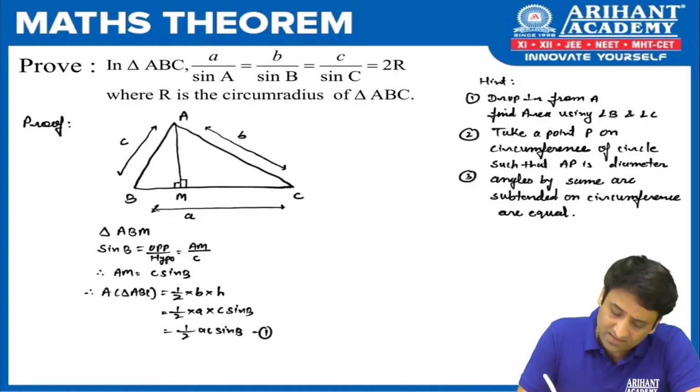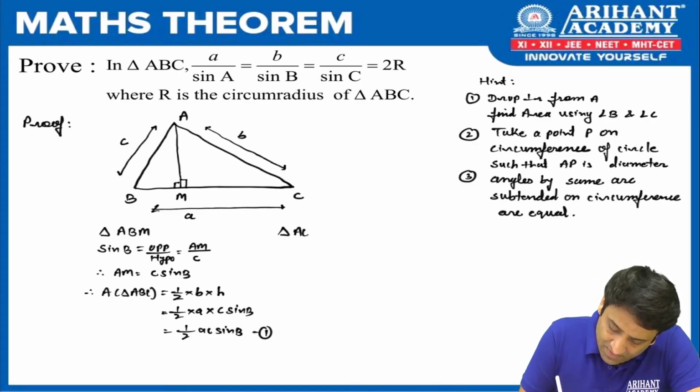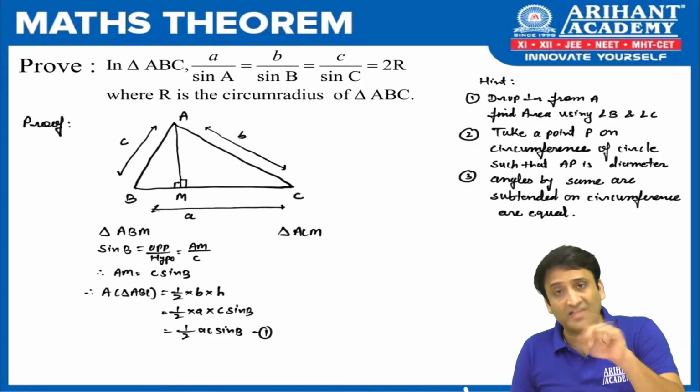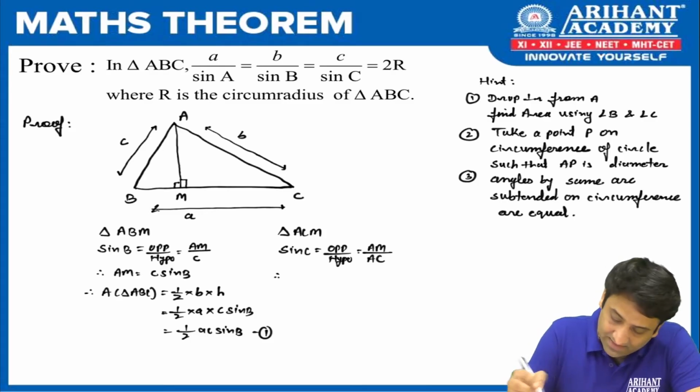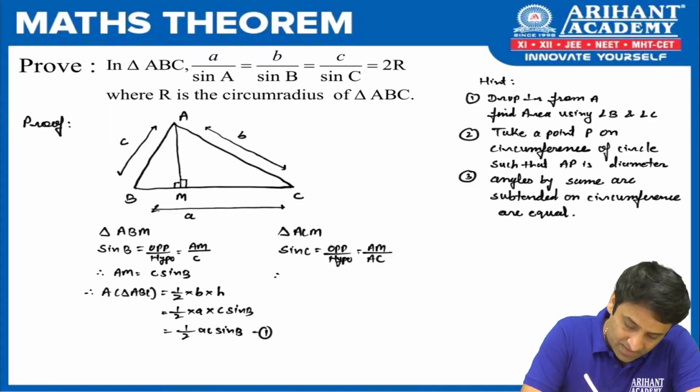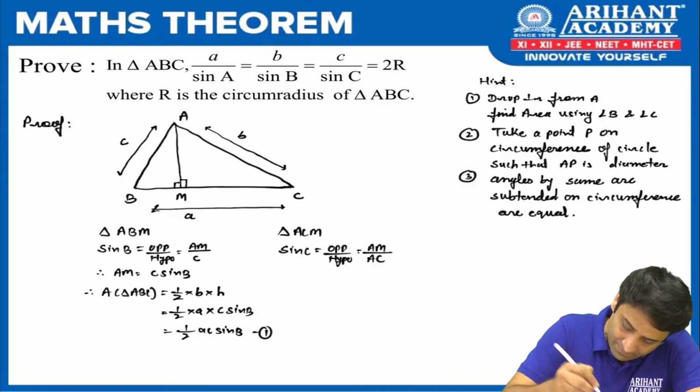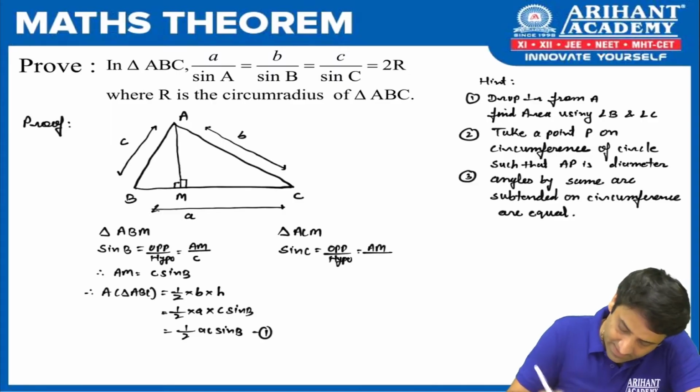Now let us take the other side of the triangle, that is ACM, because I said I need area using angle C also. So from there, can you find sine C? Again, opposite upon hypotenuse. So which is the opposite side there? It is AM upon hypotenuse AC. So this time we got AC, and that AC value is B. We can write B directly there.